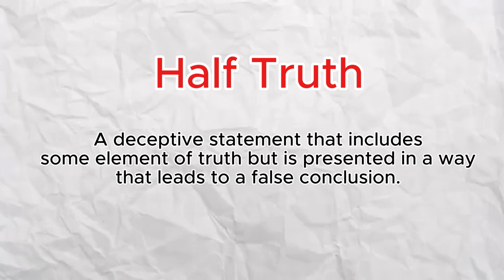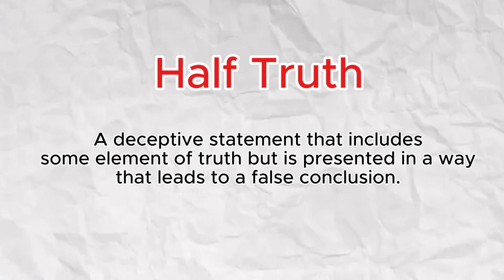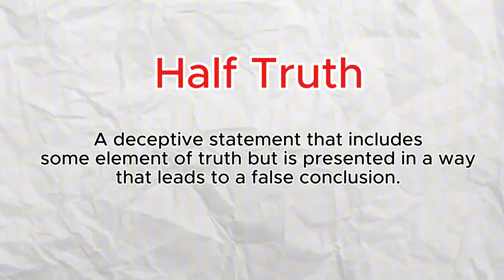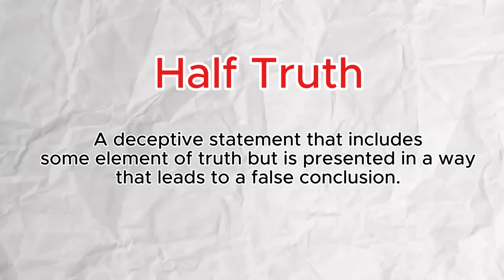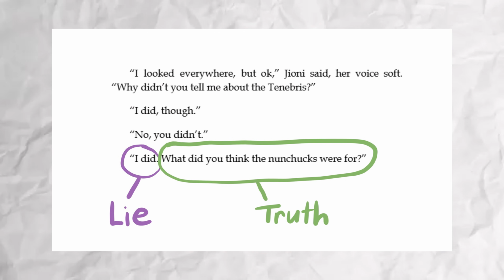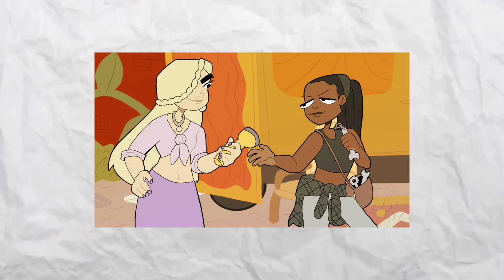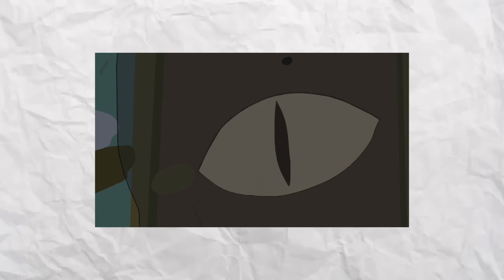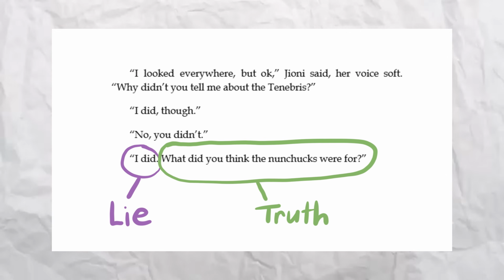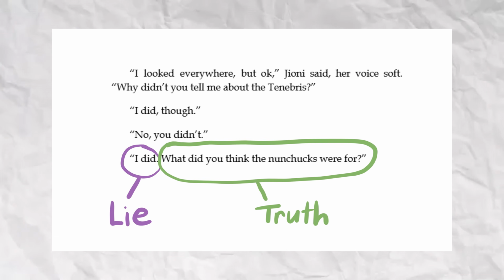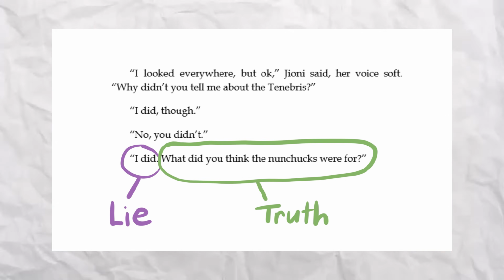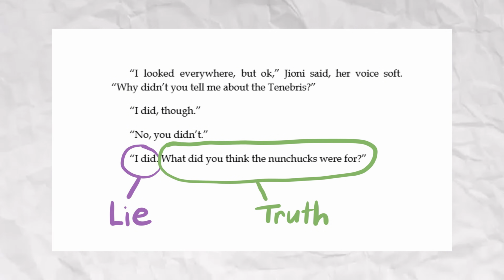This right here is what we call a half-truth fallacy. It's a deceptive statement that includes some element of the truth, but is presented in a way that leads to a false conclusion. This statement here is deceptive. The truth is that Hippie Girl did give her the nunchucks in chapter 1, but if you reread that chapter, she did not mention the Tenebris, aka these monsters, anywhere in their conversation. By telling the truth about giving her the nunchucks, it covered up the lie that Hippie Girl never mentioned the Tenebris. Hippie Girl won the argument with a half-truth fallacy.